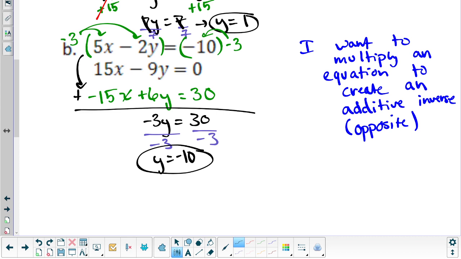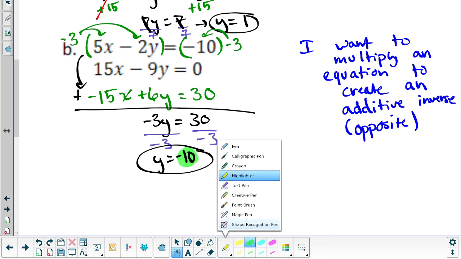And now what I want to do is go back and choose one of the easiest equations, or whatever you think, which in my opinion, because of this 15, I'm going to go for the top one. 15 and the negative 9, that's scary, even though there's a 0. So I'm just going to choose this top equation before I multiplied it by negative 3, except now I know what y is, right? So y is negative 10.